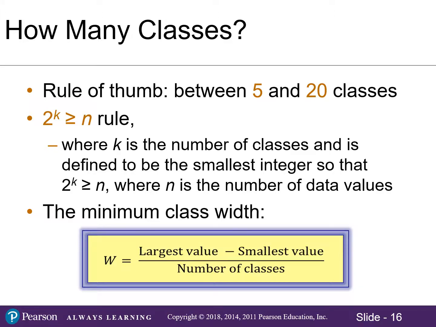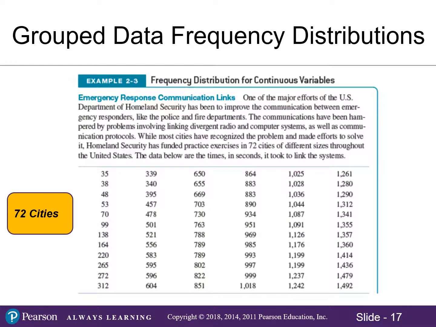So usually we determine class width by deciding our number of classes, taking the largest value, the maximum, subtract the minimum value, which takes your range, and dividing it by the number of classes to determine width. So let's do an example of this. So here's some data.